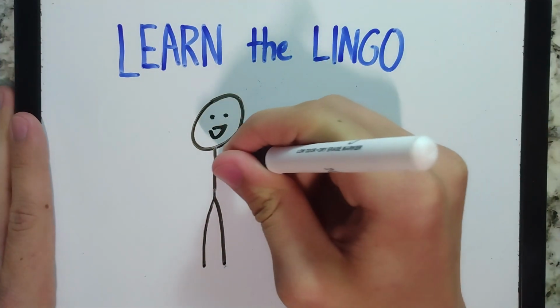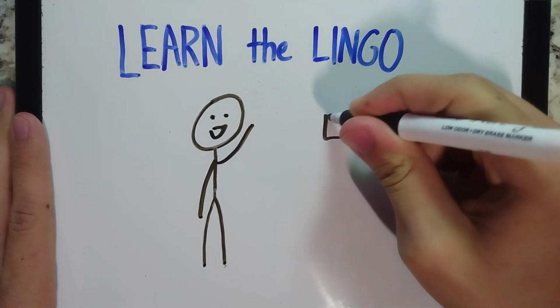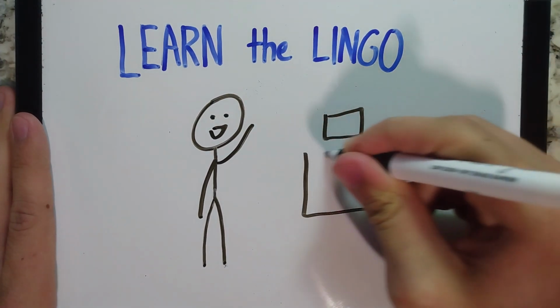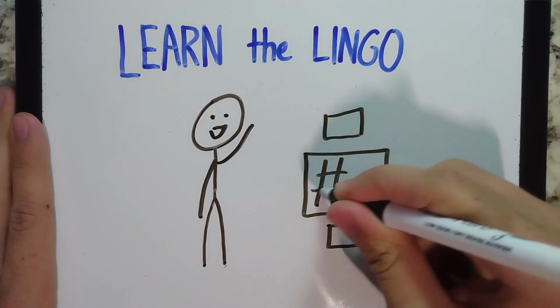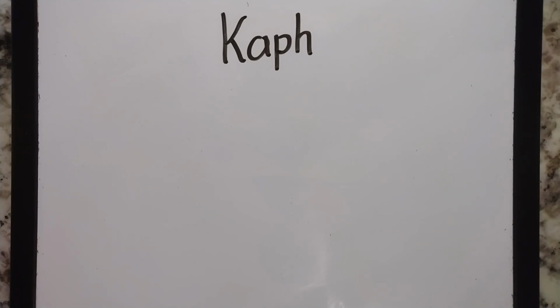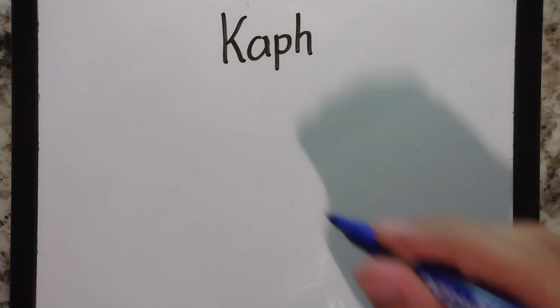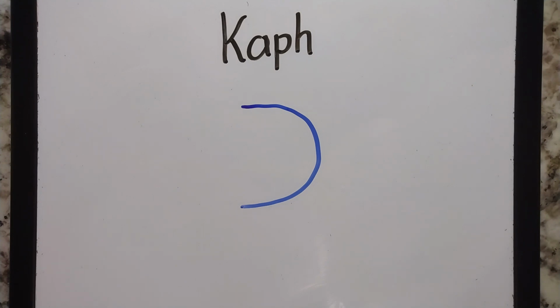My name is Matthew, and this is the 8th video in our series in which we are learning how to read Hebrew. Today we are just going to learn one new letter, but this letter can make two different sounds and look two different ways. This letter is called Kaph and is the 11th letter in the alphabet, which means we're halfway through the 22. The letter Kaph normally looks like a backwards C.